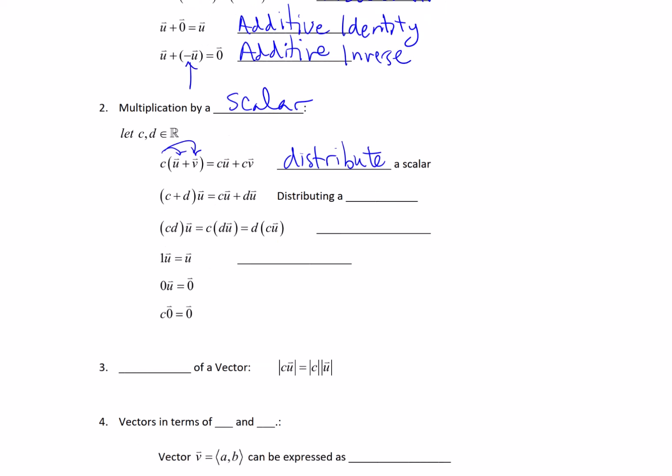Or you can switch some things around here and say that if you had parentheses containing c plus d, two scalars, and you're multiplying those by vector u, then in the same kind of way, you can distribute the vector to those scalars, resulting in c times vector u plus d times vector u. So this would be like distributing a vector as opposed to a scalar, which the first property illustrated.